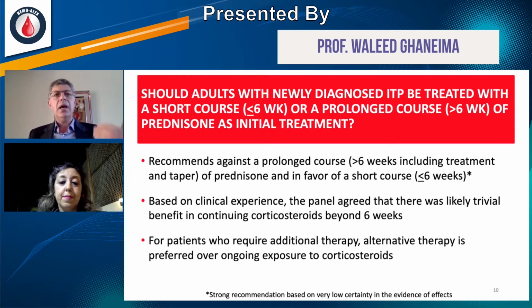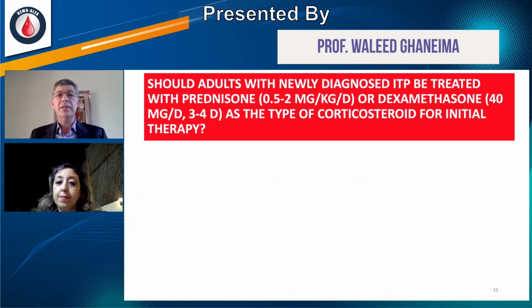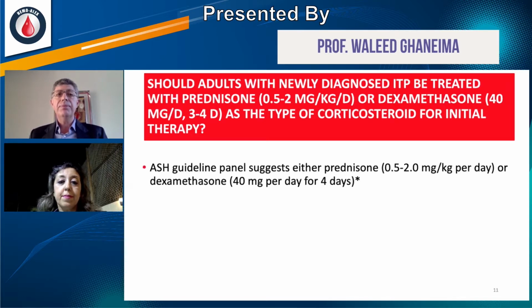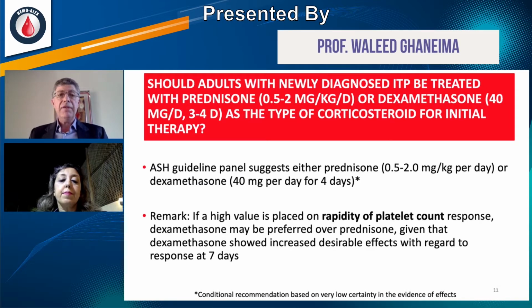So this is one of the important recommendations in this guideline and in the international consensus. So the next one: would you use prednisolone or dexamethasone? Actually, the ASH guideline says that the panel suggests, here they use the word suggest, either prednisolone or dexamethasone, so the same. However, if high value is placed on the rapidity of platelet count increase, if you want to elevate the platelet count quickly, then use dexamethasone.